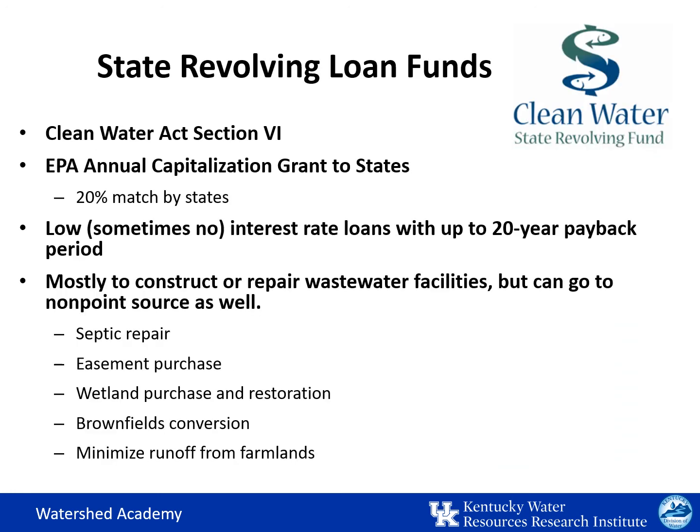Title VI of the Clean Water Act provides for state revolving loan funds. Through this program, the EPA provides annual capitalization grants to states, requiring a 20% match by the states. These low, sometimes no interest rate loans have a 20-year payback period and can be allocated towards drinking water infrastructure or wastewater infrastructure.